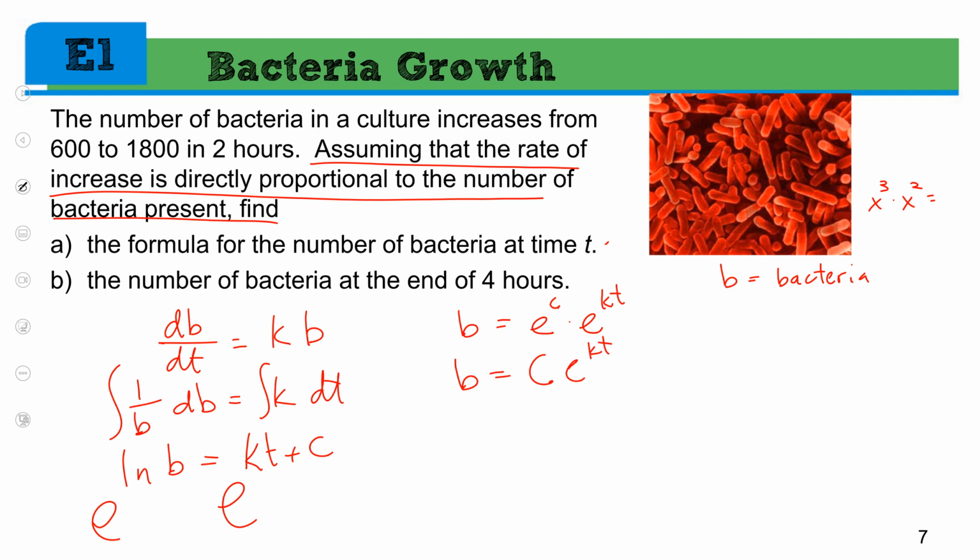That takes care of part A. We have a general form. Oh wait, no, we're not done with part A because I don't know what my starting amount is. I can figure out my starting amount by doing a little bit of work. So if I go back to my problem, the number of bacteria in the culture increases from 600 to 1800 in 2 hours. What's C?